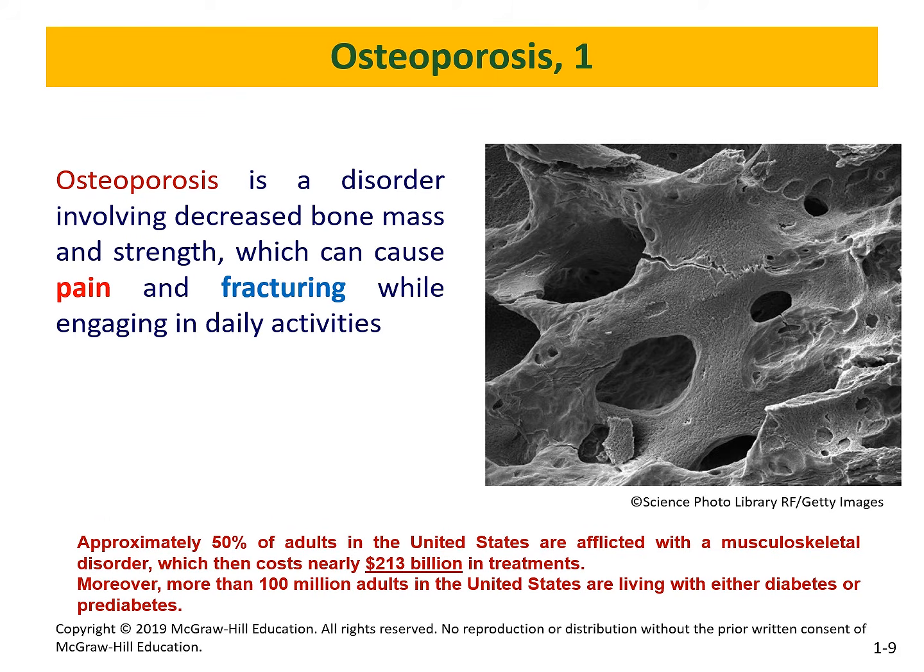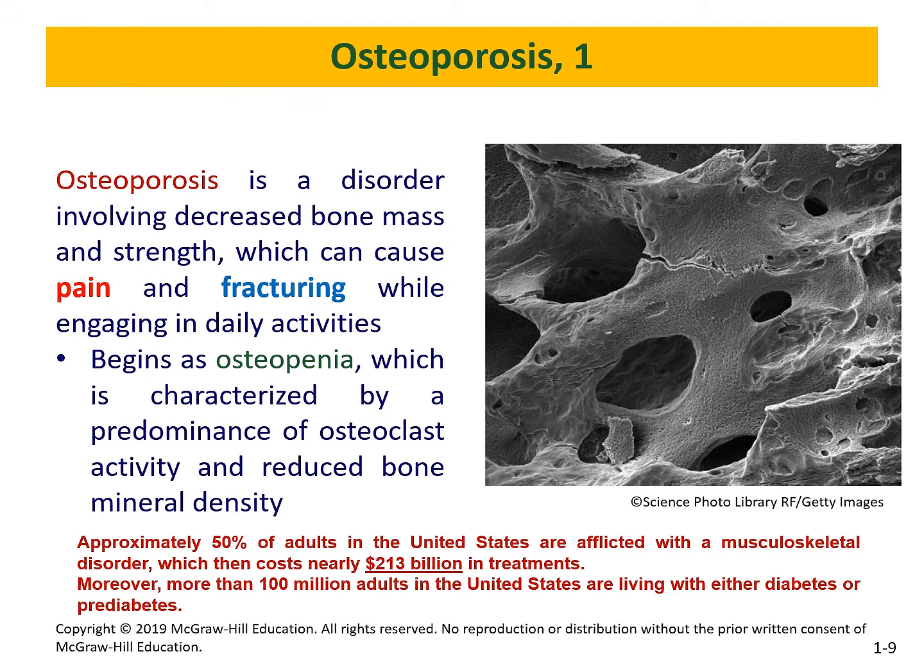And it begins as osteopenia, which is characterized by a predominance of osteoclast activity and reduced bone mineral density. Now, here's some problems. 50% of adults in the United States are affected by a musculoskeletal disorder, and the cost is $200 billion. It's a lot of money, actually. And we need to find ways to reduce this.